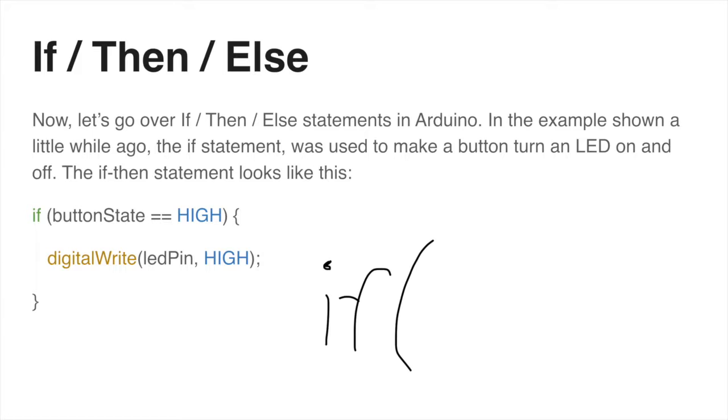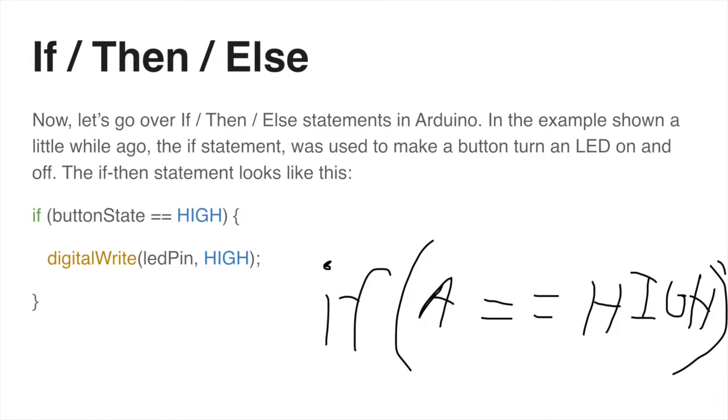If, and let's just say that our variable name is A, because I'm too lazy to write out buttonState, is equal to HIGH. Okay, let's start removing things. And since I don't have an eraser, I'm just going to start crossing some stuff out. And you should notice that this starts to look like something we've already talked about. So let's go ahead and do that.